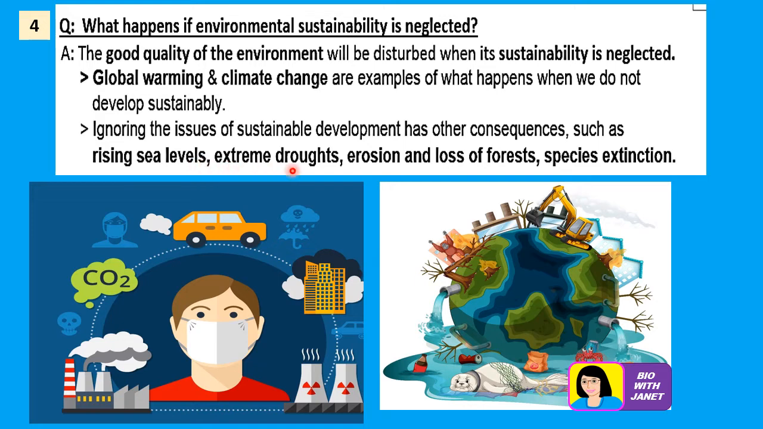And then extreme droughts, soil erosion, loss of forests, and species extinction, where certain animals and plants may die and then become extinct. So how would we like to live in a world like this, in which the environment is totally damaged? So that's why we need to practice environmental sustainability, also for our own survival, and the survival of the animals and plants around us.